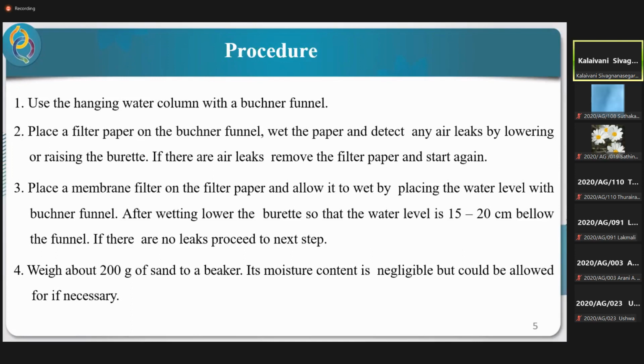So let's see the procedure. Before we see the procedure, I will show a video, so that it will be easy to understand. I will show a similar procedure video.